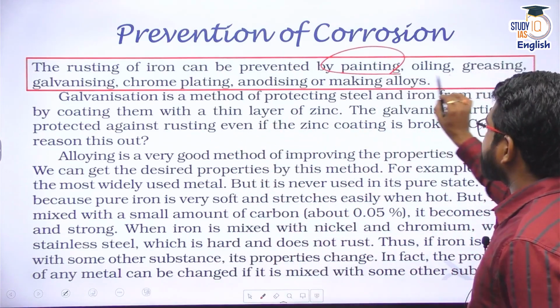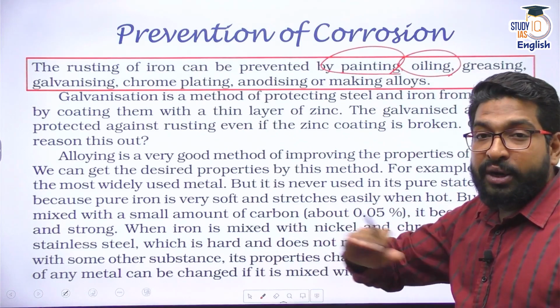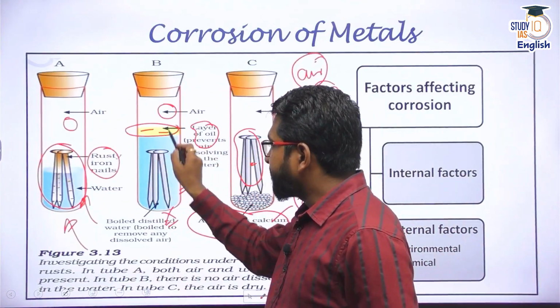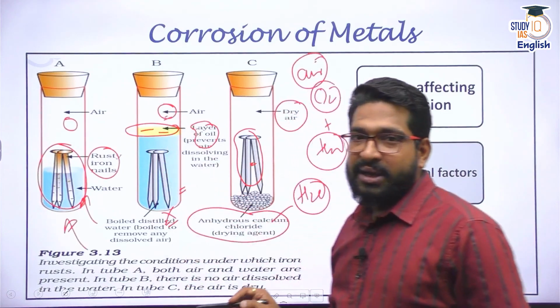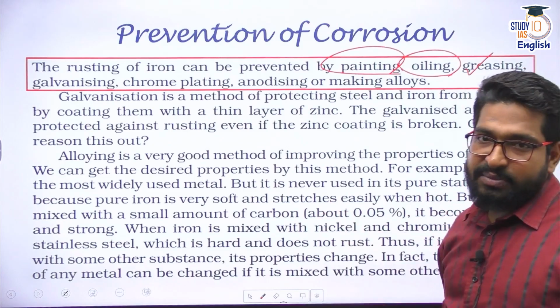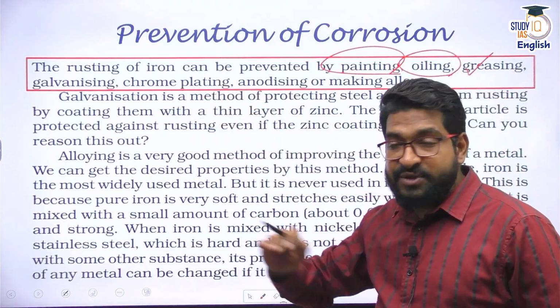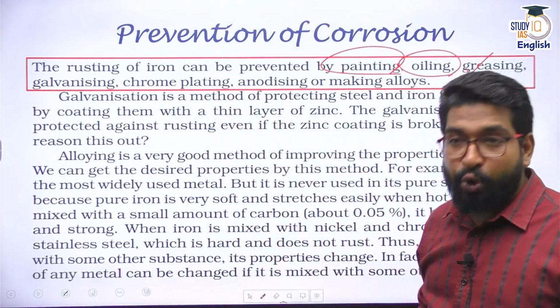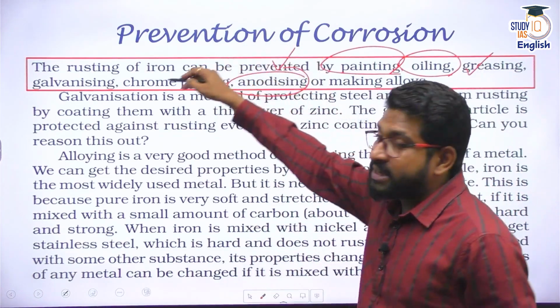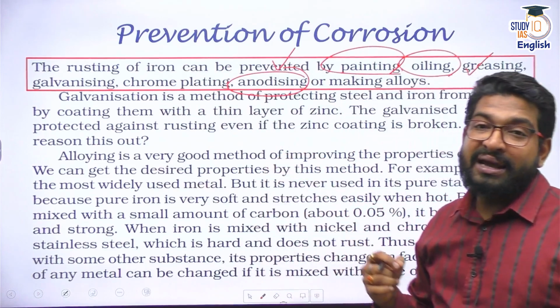Or you go for some sort of oiling. You apply oil on it. You saw this example. Simply cut off iron from air, and rusting would be less. Or you go for greasing, you apply grease, same thing. You galvanize it, you apply a layer of zinc over it. You go for some sort of chrome plating, you go for electroplating, you anodize. If you anodize iron, then the rusting would be reduced.